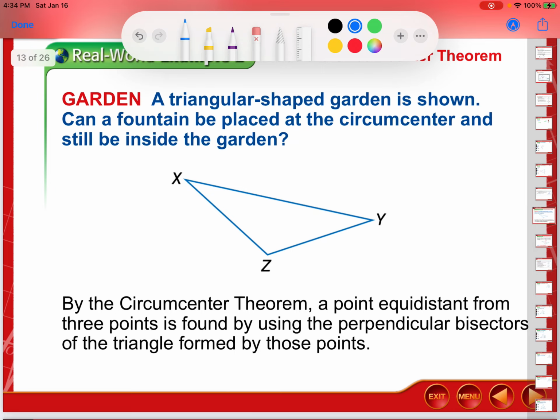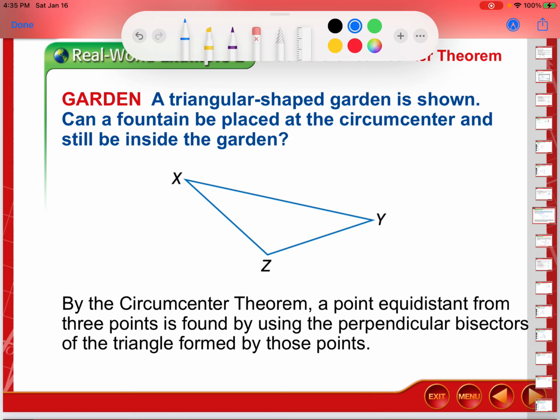So, continuing on. A triangular-shaped garden is shown. Can a fountain be placed at the circumcenter and still be inside the garden? By the circumcenter theorem, a point equidistant from 3 points is found by using the perpendicular bisectors of a triangle formed by those points.